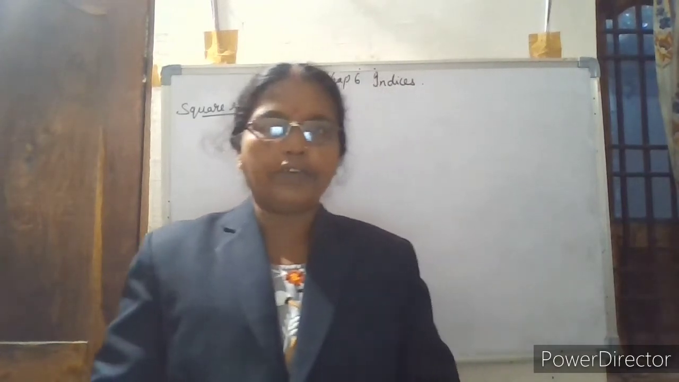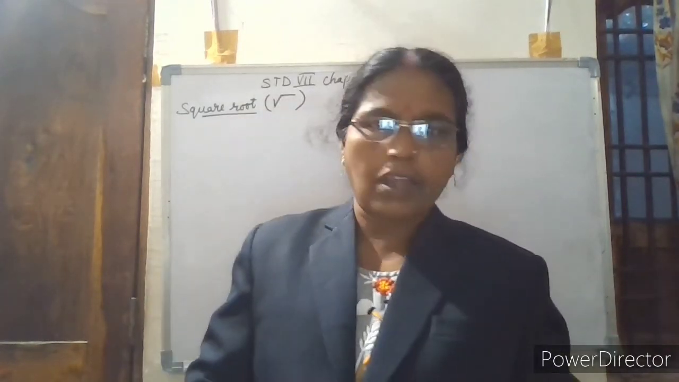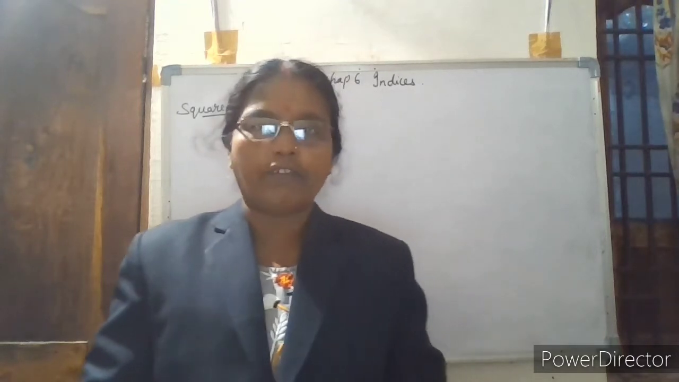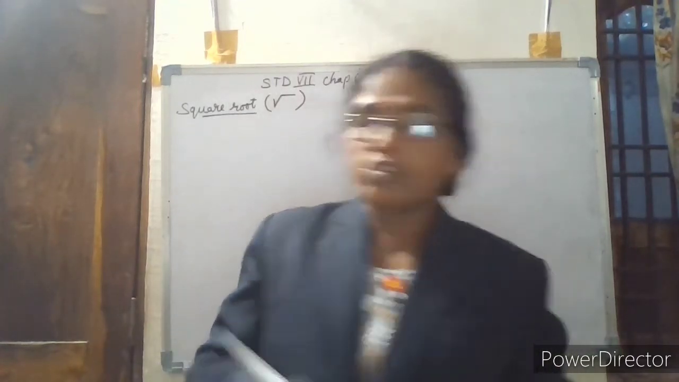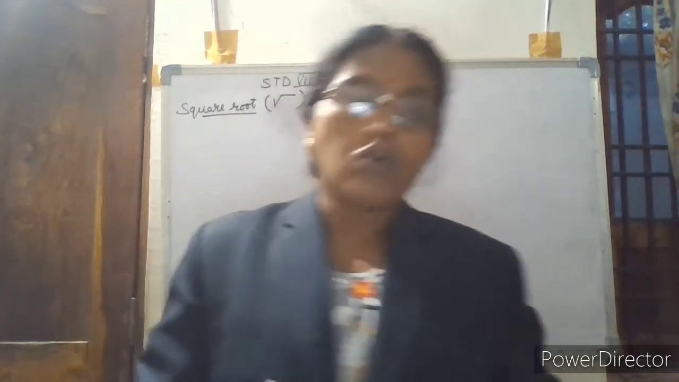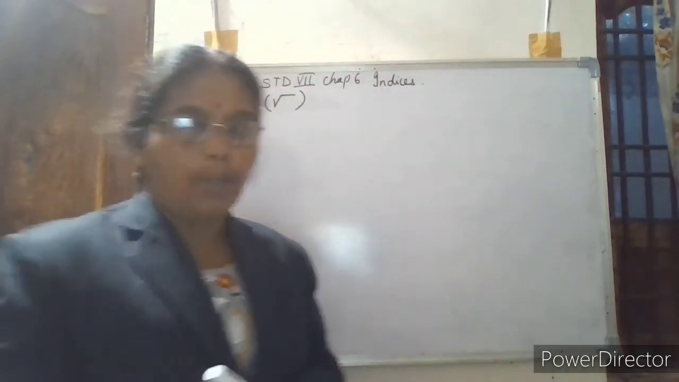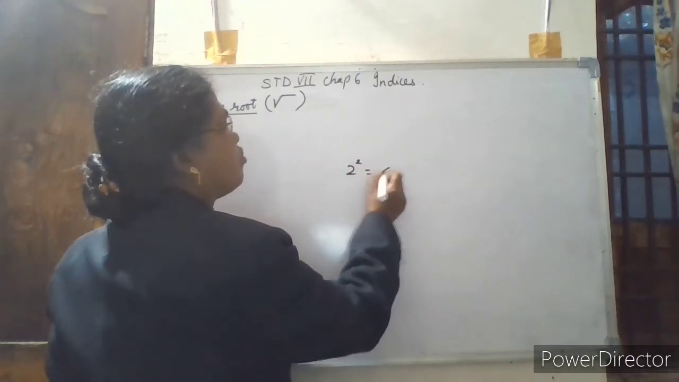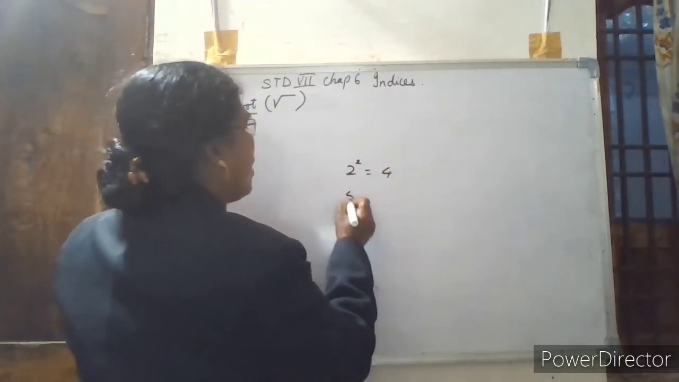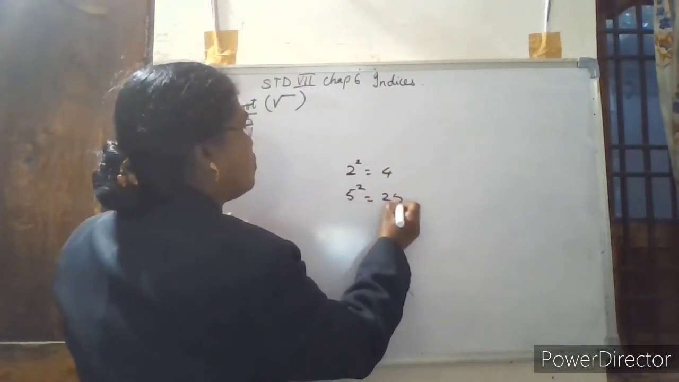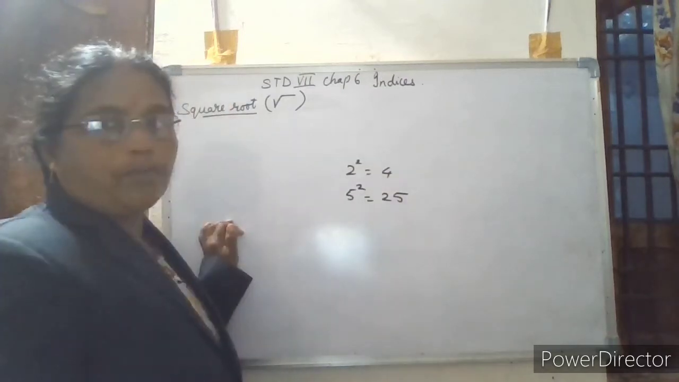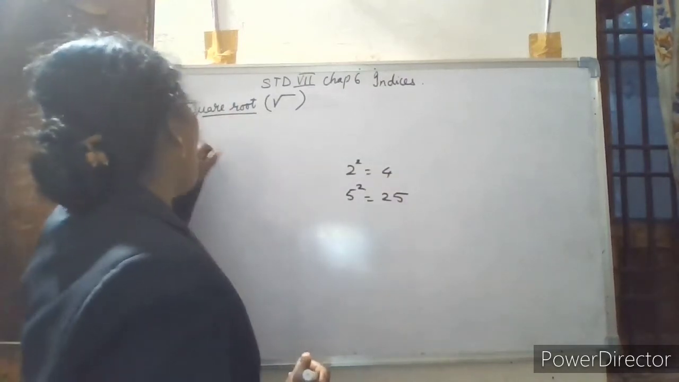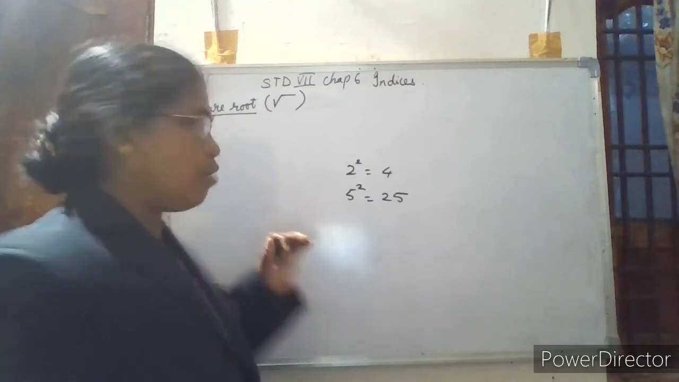Good morning, students. Today we will start with the last topic of this chapter, indices, that is square root. You have already learned squares of numbers, like 2 square is equal to 4, 5 square is equal to 25. Today we will learn how to find the square root of numbers.